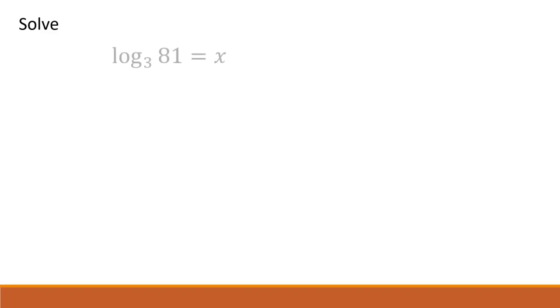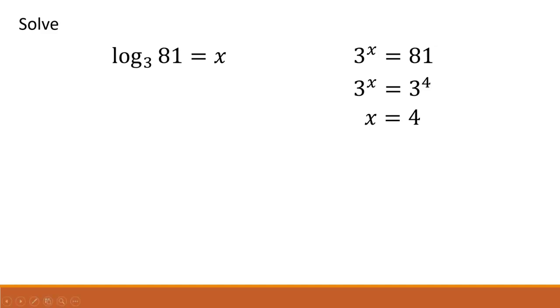Now let's try to solve an equation that has a log in it. Log base 3 of 81 is x. If this looks a lot like the last two examples, you're right. We can rewrite this as an exponential equation and work to get the bases the same. 81 is 3 to the 4th power, and that means the exponents have to be the same. So the log base 3 of 81 equals 4.